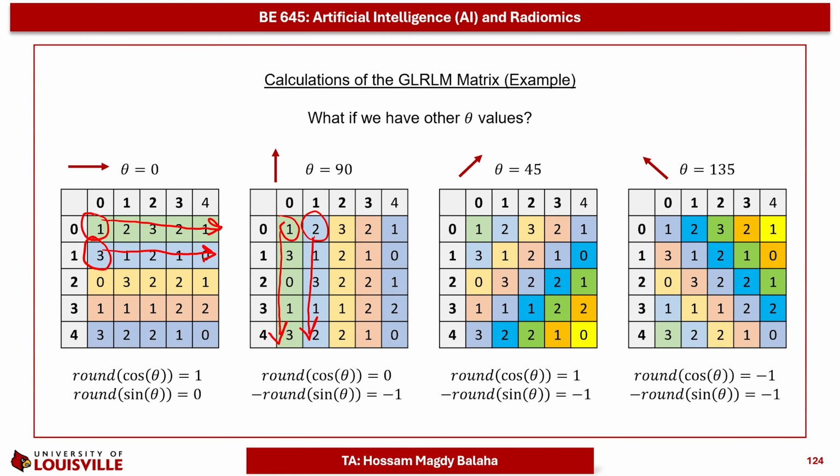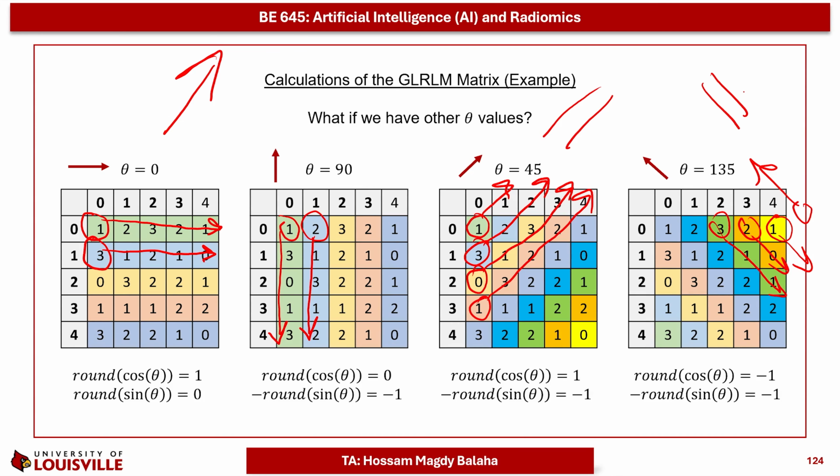What about 45 and 135? For the angle 45, we will move in the direction. So we will pick the pixel, and this will be the second, this will be the third, this will be the fourth, and so on. And for 135, we can start from here, then here, then here, or you can simply move also in the direction. So for 45 and 135, you are dealing with the diagonals.